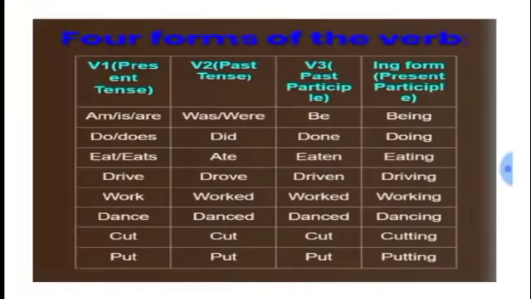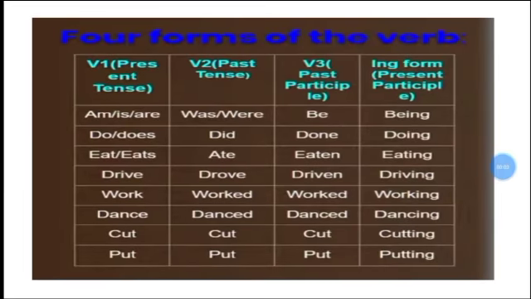Now, because we are going to use different forms of verbs, children, we have studied these forms of verbs in the pronouns also. What are they? They are in three forms basically. And here we are going to study the fourth part also. V1, V2, V3, and the last is the ing form of the verb.